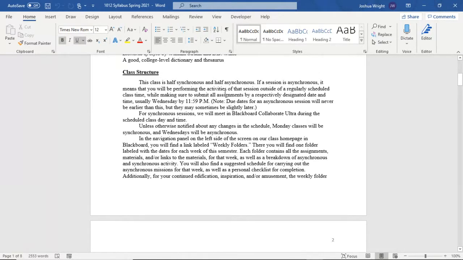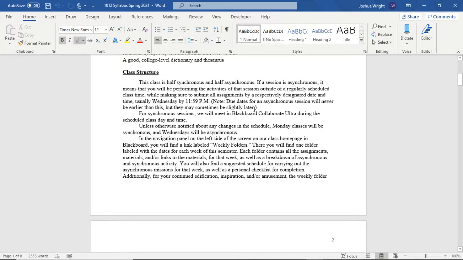Okay, and as stated, this class is half synchronous and half asynchronous. And if a class is asynchronous, as all our scheduled Wednesday sessions will be, that means you'll do the activities outside of a regularly scheduled class time, while making sure to submit all assignments by a designated date and time, usually Wednesday by 11:59 p.m. That's a little bit wrong. Most of the time, the due date will actually probably be Friday by 11:59 p.m.